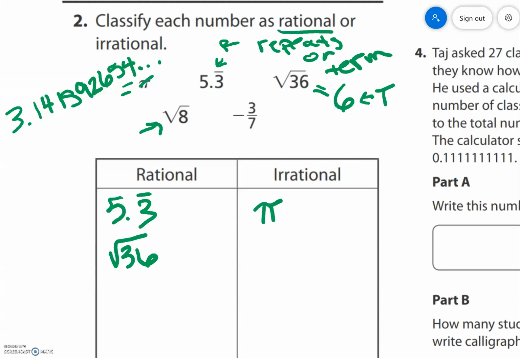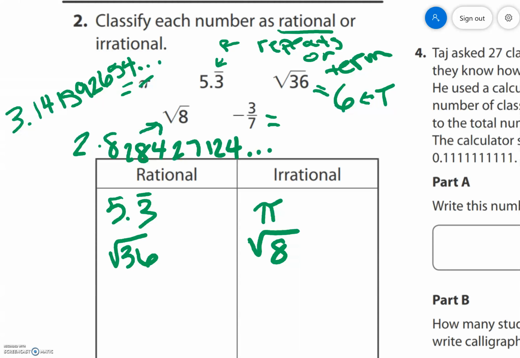The square root of 8, I'm going to double check that in my calculator, because I'm not 100% sure of what the actual number is, which gives you a hint that it's not a perfect square. The square root of 8 is 2.828427124. Keeps going. Does it repeat? Nope. Does it terminate? No, it is irrational.